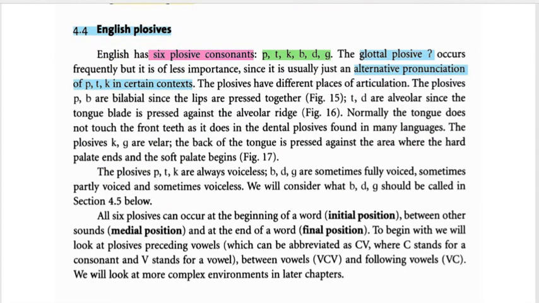In this section, which is English plosives, we are mainly concerned with the phonological part of this book. In every chapter of this textbook, we are discussing two parts, phonetics and phonology. In phonetics, which we have discussed earlier, we are mainly concerned with the physical part: how the sound is produced, how it's pronounced, these types of questions.